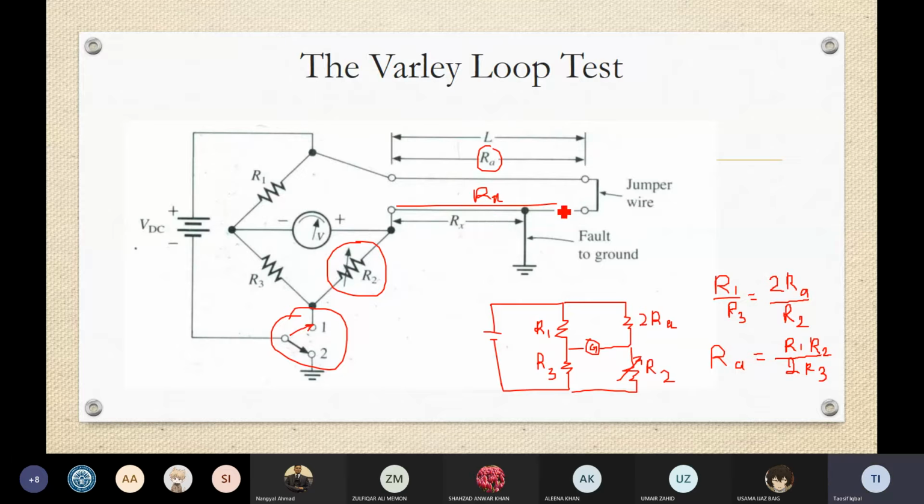Okay? So just keep in mind that in this case we need two normal cables, so that for a specific length we can find out the resistance, and then find out the resistance between the fault which is to the ground, and for that we need to put the selector switch on position 2. So this is when the selector switch is connected to position 1.